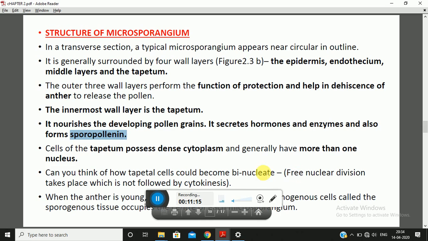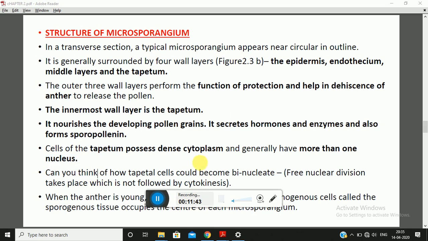Now, there will be free nuclear division taking place in the tapetal cells, which is not followed by cytokinesis, and this is the reason that the tapetum has more than one nucleus. So only nuclear division takes place and no cytokinesis takes place in tapetal cells, resulting in formation of more than one nucleus in the tapetal cells.